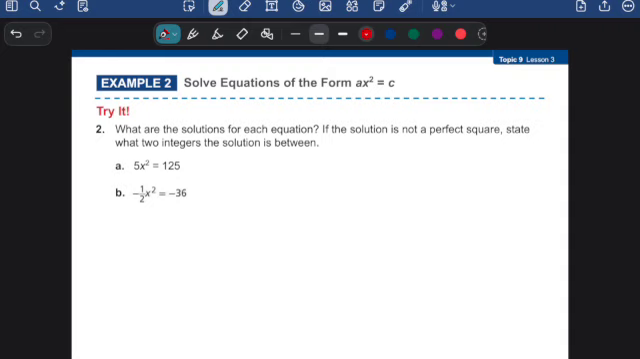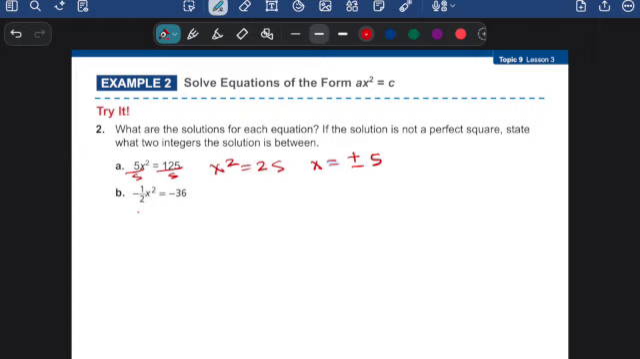Try it number 2. What are the solutions? So for part A, we're going to divide by the coefficient on both sides. We'll have x squared equals 25. 25 is a perfect square, so x equals plus or minus 5.